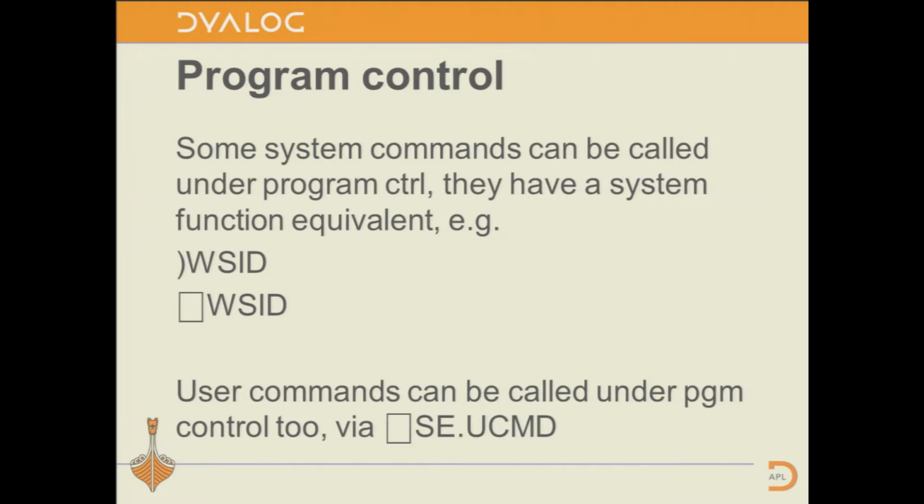Under program control, you can call some of the system commands using system functions. For example, wsid is a system command that has a system function equivalent, quad wsid. You give it a string as an argument, and it returns a result that can be used under program control. The same thing can be done with user commands using quad ucmd. You give it a string which represents the command, the arguments, and the modifiers. It will return a result which you can use in your program.